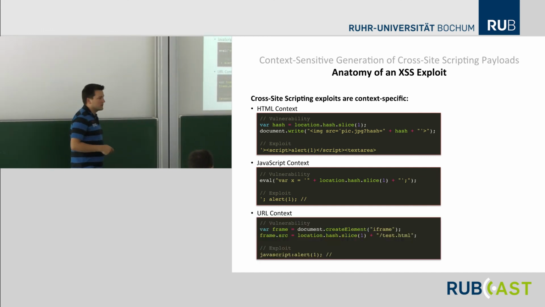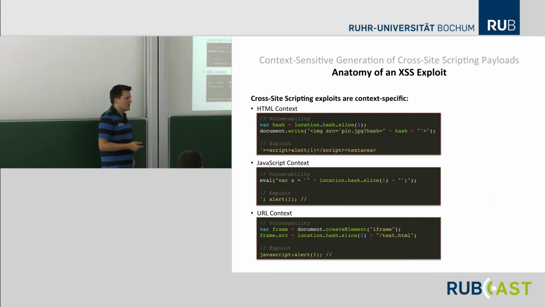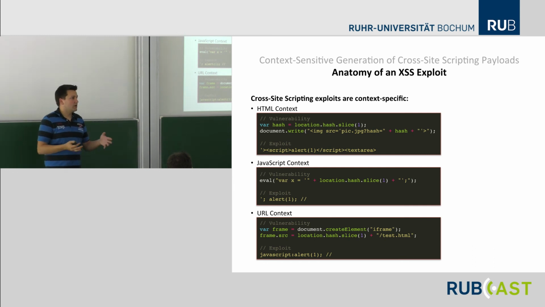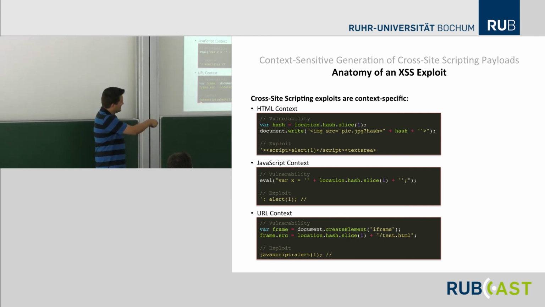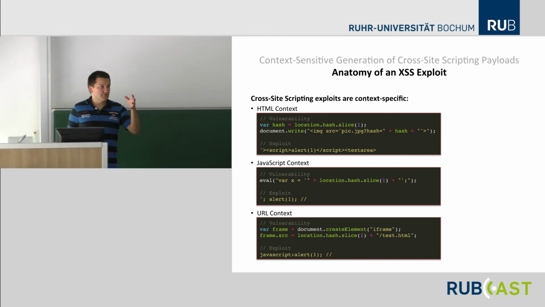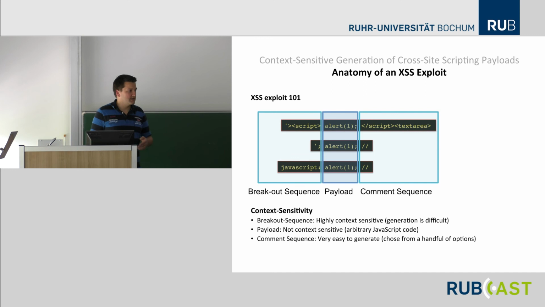And the same is true for URLs. Sometimes you have injection points in weird places. For example, here this creates an iframe element, and then it assigns to the iframe element's source attribute a location hash, so again a user input. If you have this case, you can inject a URL payload. In this case, we inject a JavaScript payload, and the JavaScript URL would allow us to execute our payload again. So we need three generators for all the different contexts, basically.